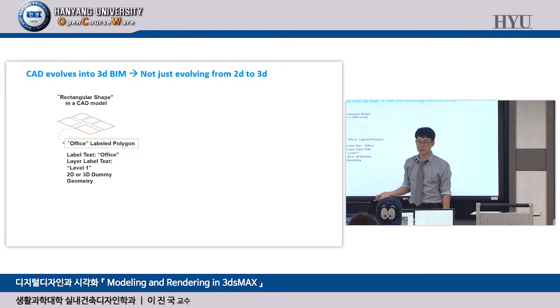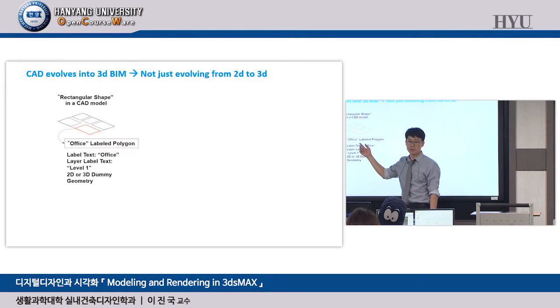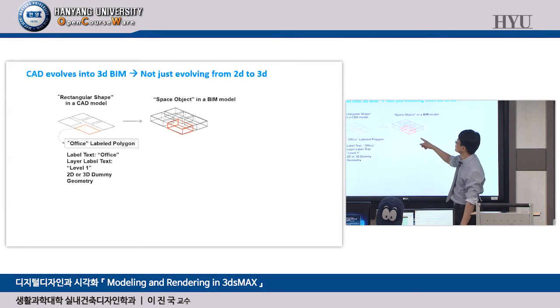How about computers? A computer doesn't know what that is. It doesn't know what this office is. It just shows an office label on top of this rectangle shape, a polygon, a polyline. That is why we say dummy geometry. It's not smart, not intelligent, just geometry. But take a look at this approach: a space object in a BIM model.